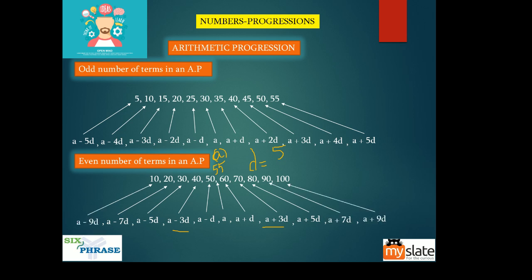See how this is like A plus D, A plus 2D, A plus 3D. But here it is A plus D, A plus 3D, A plus 5D. So here it is increasing like this, and here it is increasing in a different way. That is what I wanted to bring to your attention.